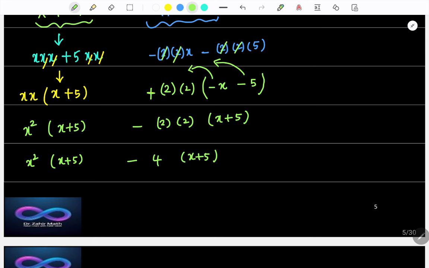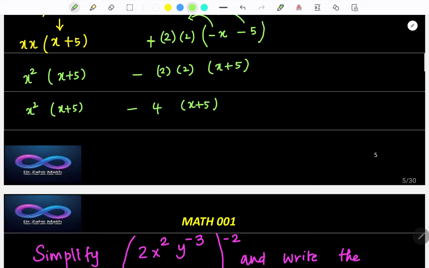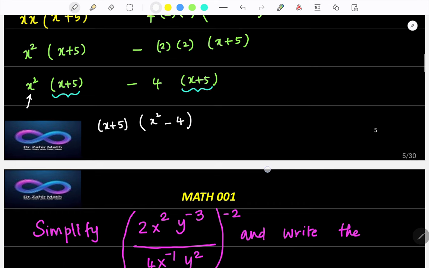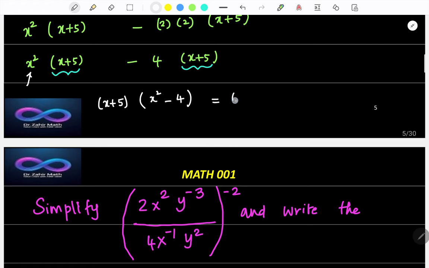Clear everybody? Right. So now again common. What is again common? x plus 5, you can take common. So common term, x plus 5 you take. So what is left here? x square. What is left here? Minus 4. So x plus 5 and x square minus 4. So again this is equal to x plus 5, you know this one. So this is of the model what? a power 2 minus b power 2. What is a power 2 minus b power 2? a minus b times a plus b.